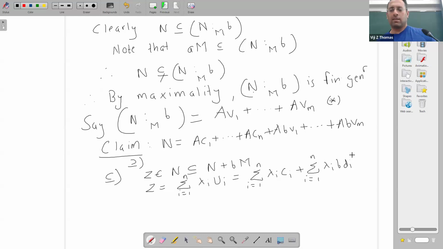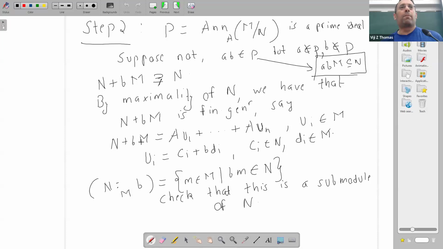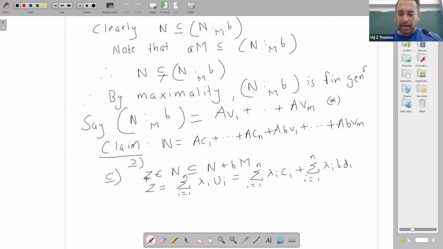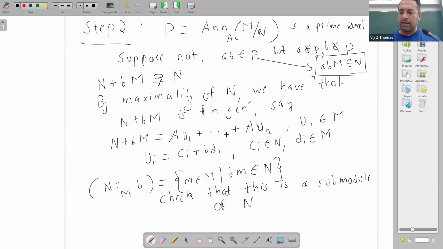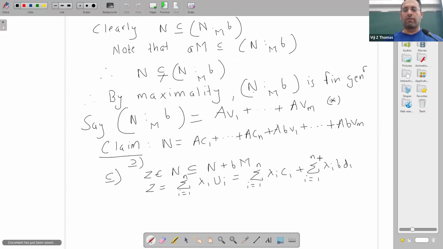How did we get that? N plus Bm is finitely generated. So here we took an element of N. Of course, N is contained in N plus Bm, and N plus Bm, according to this, is finitely generated by U1 to UN, and each UI is Ci plus BDI. So it can be written as a finite linear combination of these elements. So that is what we have done.